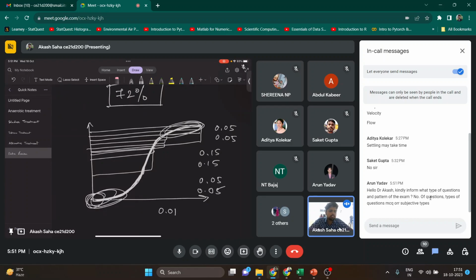The question pattern will be similar to your assignment problems. Whatever type of questions you have done in the assignment, only those types of questions will be asked. The number of questions I am not sure, I think if it is for 100 marks, you will get 50 questions. I am not sure about the number, but the type of questions will be exact, it will be MCQs only. There will be no subjective types.